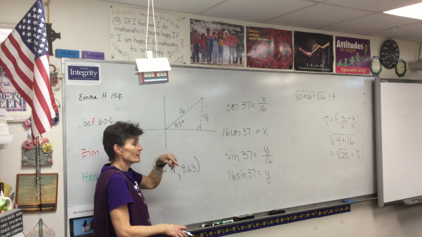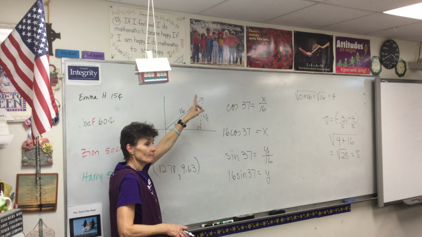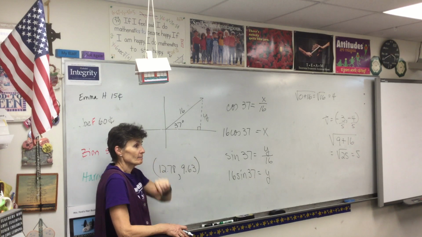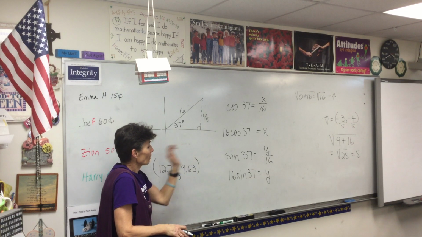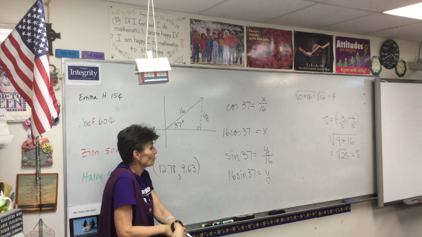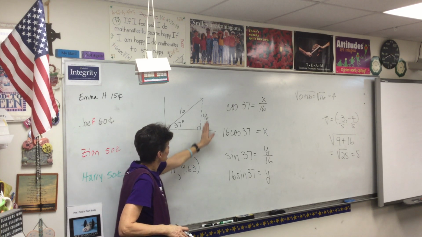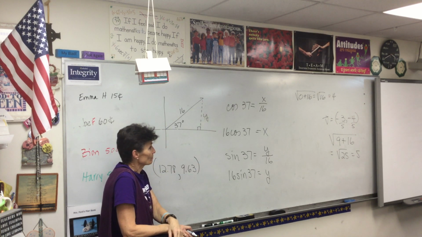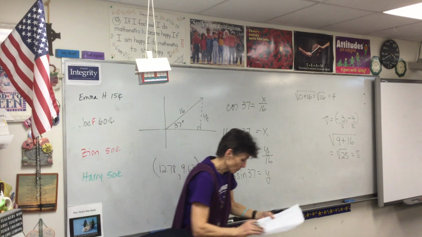A little foreshadowing here. You might think of that as an airplane flying on a heading. And we want to know how far east and north he is from where he started. So this would be east, that would be north. All right, let's try another one.